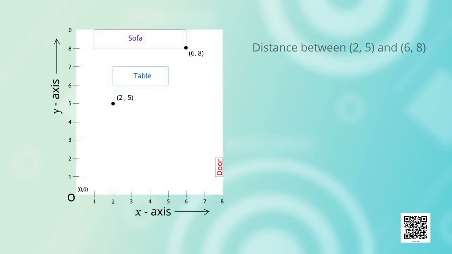So what will be the distance between 2 points 2, 5 and 6, 8? Distance will be equal to under root of (x1 minus x2) square plus (y1 minus y2) square.